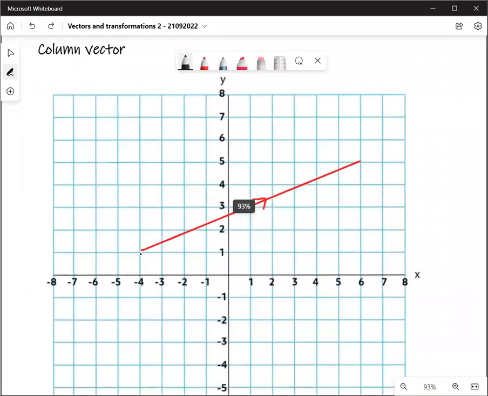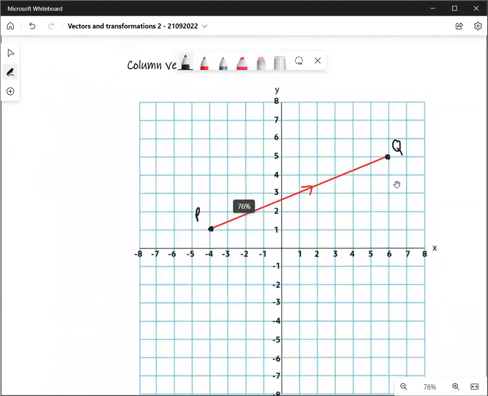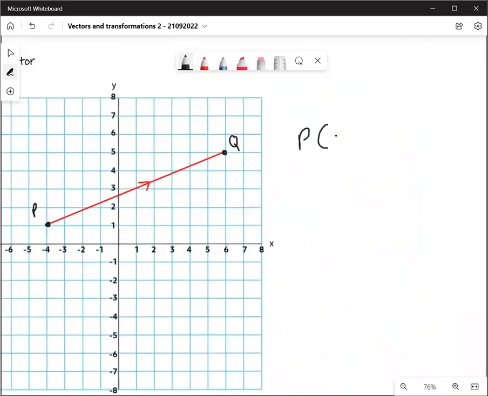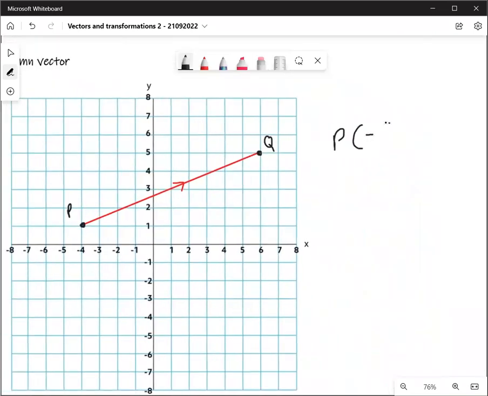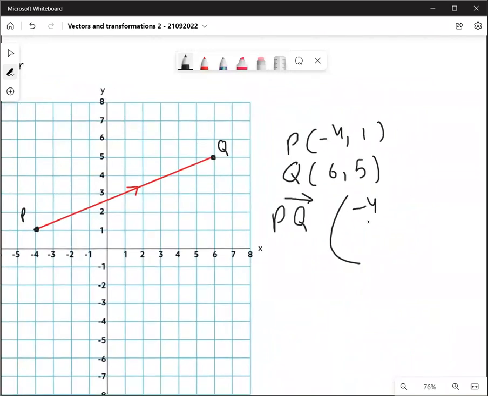So what's happening here is, let's first look at the 2 points, P and Q here. Now I'll write the coordinates of P. P is minus 4, comma 1, while Q, on the other hand, is 6, comma 5. Therefore, the line PQ, the vector PQ, is going to be 6 minus 4 and 5 minus 1.